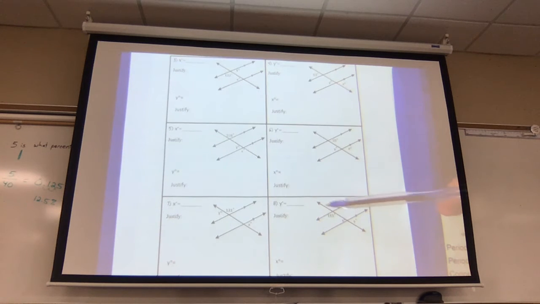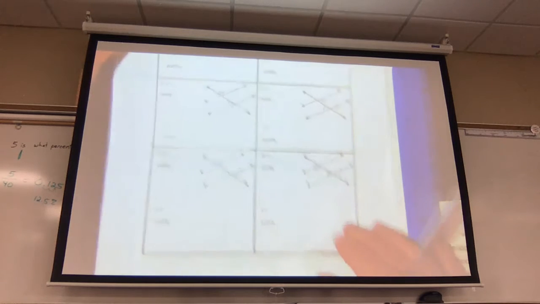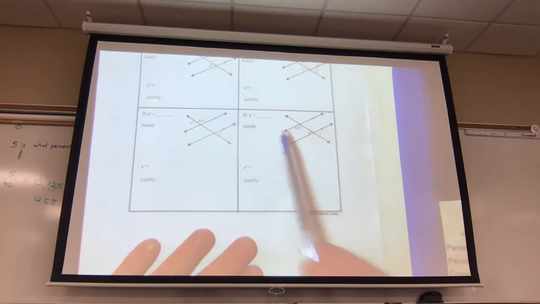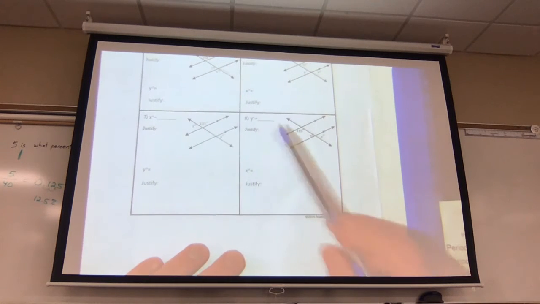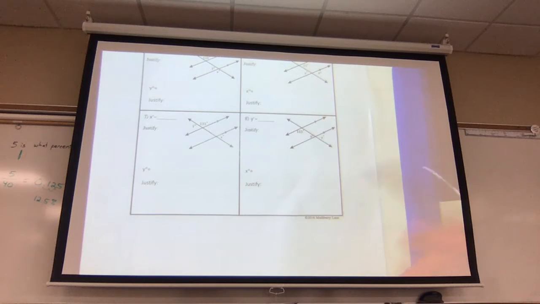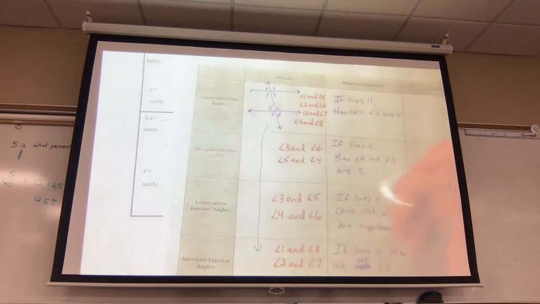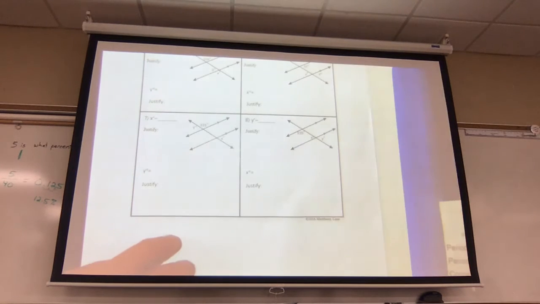So I'm going to come down here to number 8, this last one. On number 8, we need to find y and x, and then we're going to justify it with the theorem or postulate, which is what these were, these theorems and postulates that go with this. So that's why you want to keep that handy as you do this.